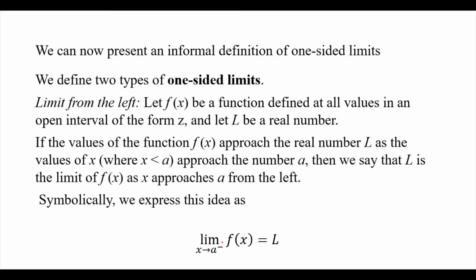We define two types of one-sided limits. Limit from the left: let's say we have the function f of x, defined on all of the values in an open interval of the form (c, a), and let L be a real number. If the values of the function f of x approach the real number L as the values of x, where x is less than a, approach the number a, then we say that L is the limit of the function f of x as x approaches a from the left or from below. Symbolically, we say the limit of f of x as x approaches a from the left, or from below, is equal to L.